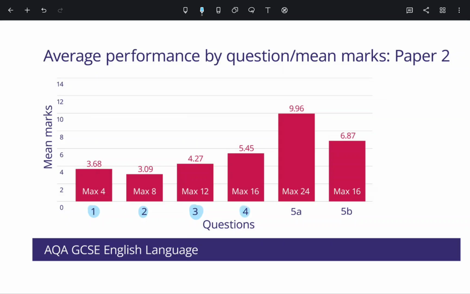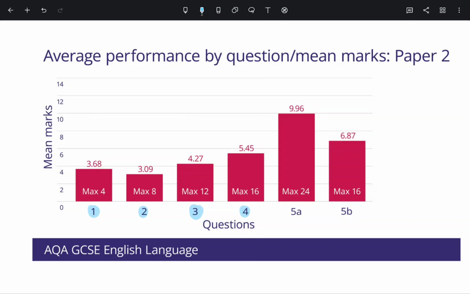And then question 4, for English language paper 2, which you will be sitting very soon, the maximum marks available was 16, and the student average, wow, was 5.45. Look at that. That is surprising. Okay, so what does this tell us? You all need to practice your question for comparisons. So when you're comparing writers' perspectives and viewpoints, and it's 16 marks, that's definitely an area for you to work on.